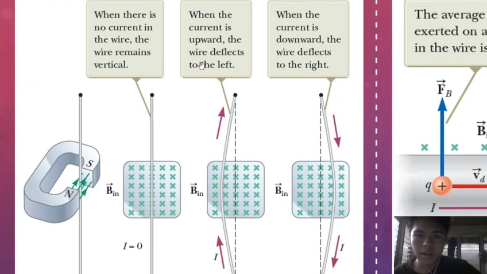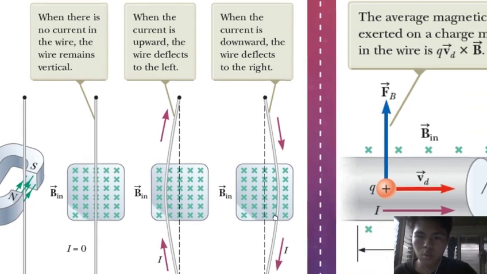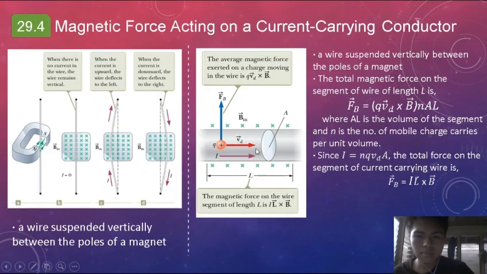But when the current is upward, the wire deflects to the left. So, if the current is going upward, the wire is deflected to the left. While if the current is downward, the wire deflects to the right. So, this is a wire suspended vertically between the poles of the magnet.